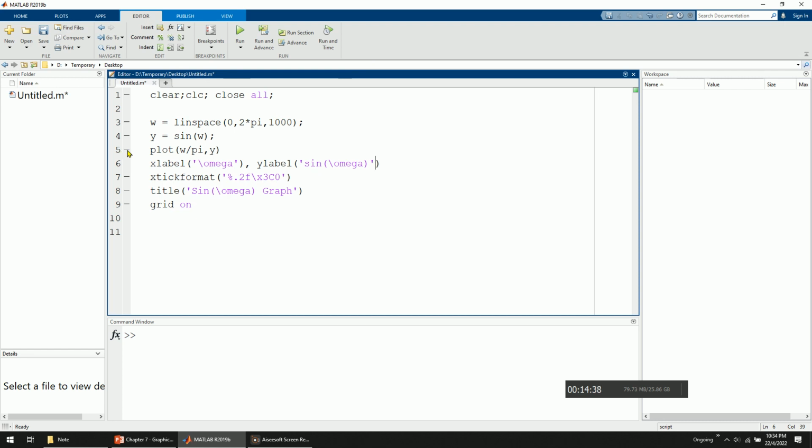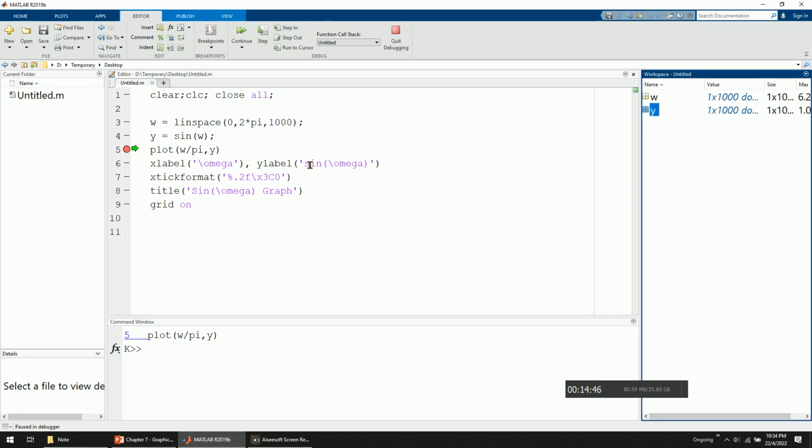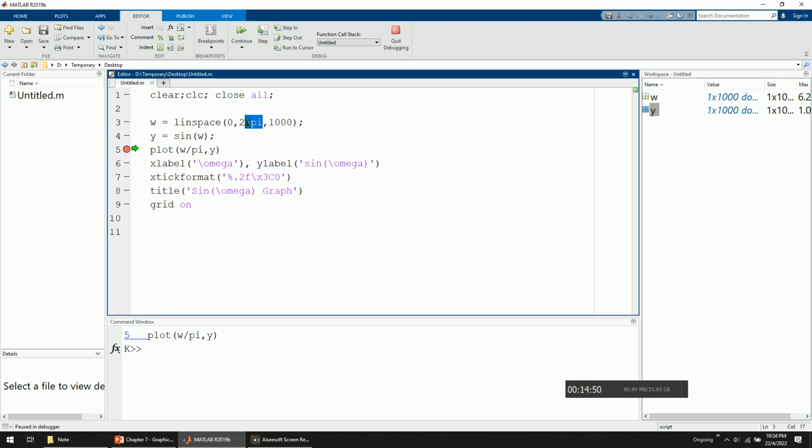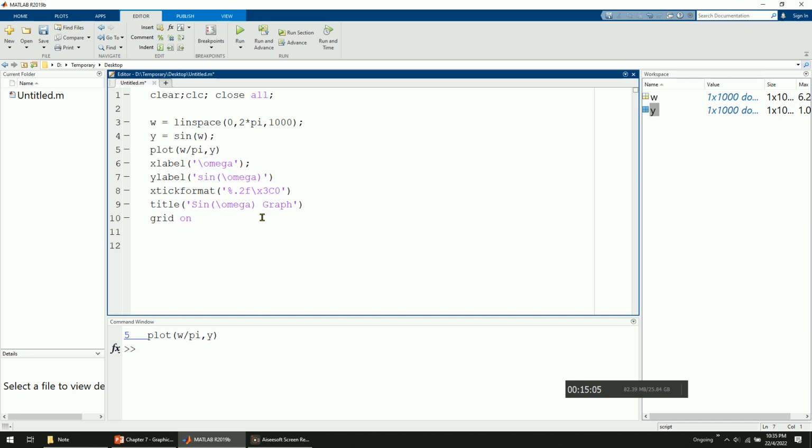So you can see here, maybe I just put a breakpoint here. So run it. It will create data W and Y. Divide by pi is basically just removing the pi, so instead of 2 pi, it's just 2. Easier. This one I suggest you don't do like this, you may get confused. You just create a new line, so it is easier.